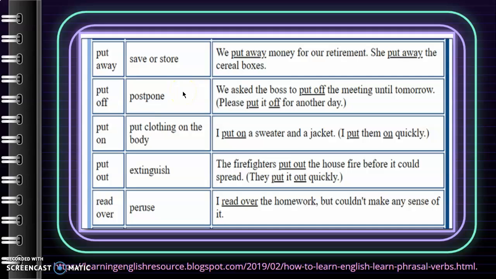Examples of separable two-word verbs are put away, which is to save or store; put off, which is to postpone; put on; put out; and read over. These are only examples. And remember, these are not the only ones. We can have many.